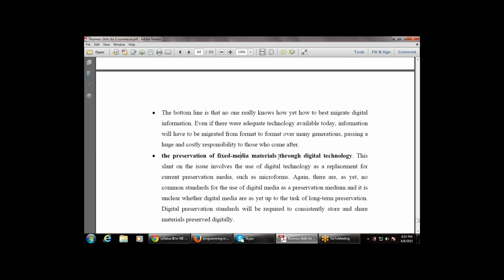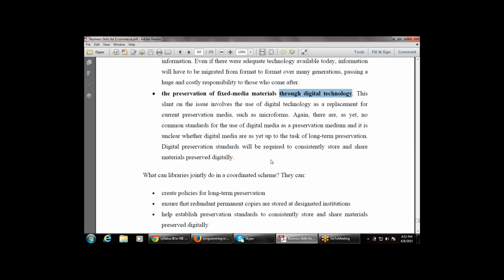Next is preservation of fixed media material through digital technology. This is the next point: preservation of the fixed material, or fixed media material. The information that is available on the fixed media can also be preserved, because that is the main content that is available.